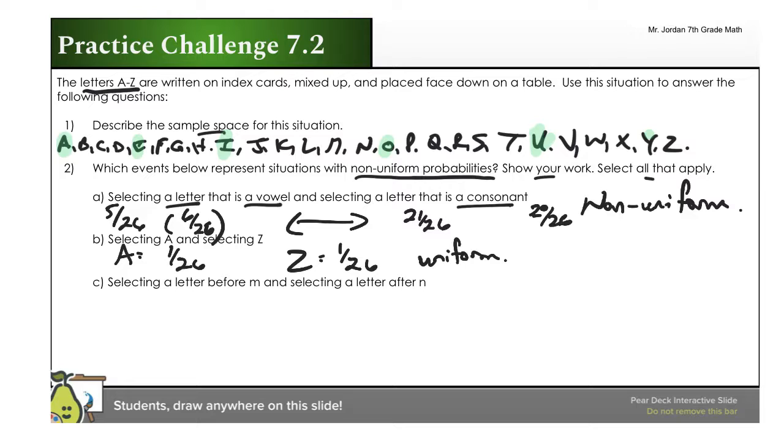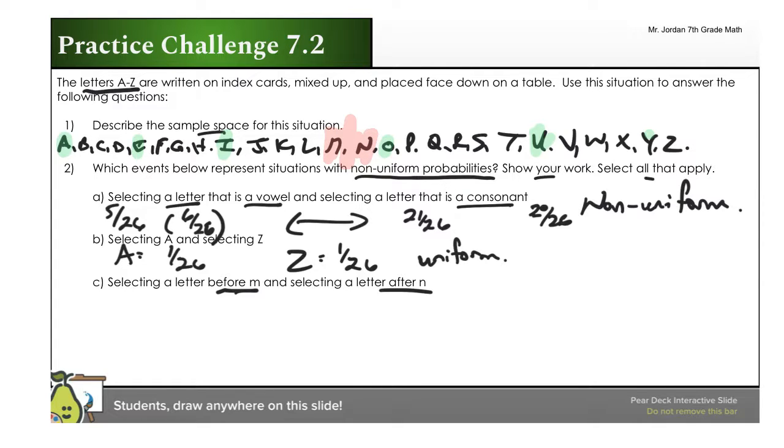C, selecting a letter before M and selecting a letter after N. Now this one's a little bit trickier. I'm going to have to use a highlighter here. So where's M and N here? Selecting a letter, it says before M. It doesn't say including M. So I'm not going to include M or N.